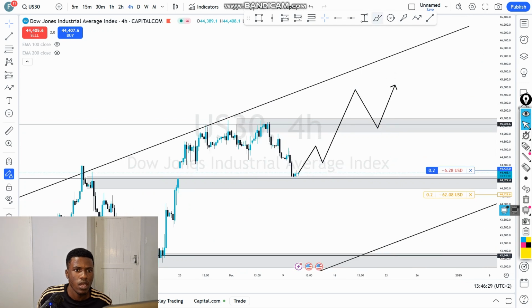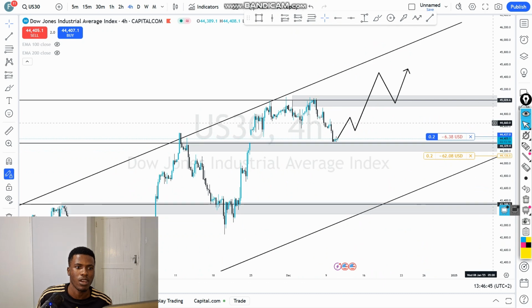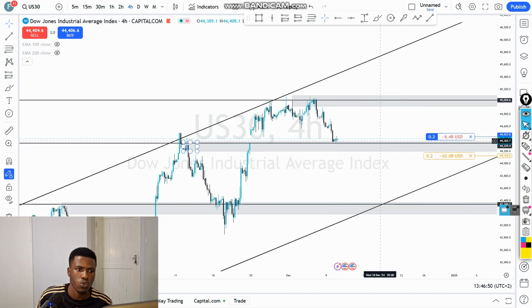If we do see exactly what I just drew right here, I will be trailing my stop losses further in profit, and I won't be putting any TPs. That's just how I trade, and hopefully we do not lose the account in this drawdown that I'm in right now. So it's pretty simple here. I'm just waiting for a continuation to the upside.